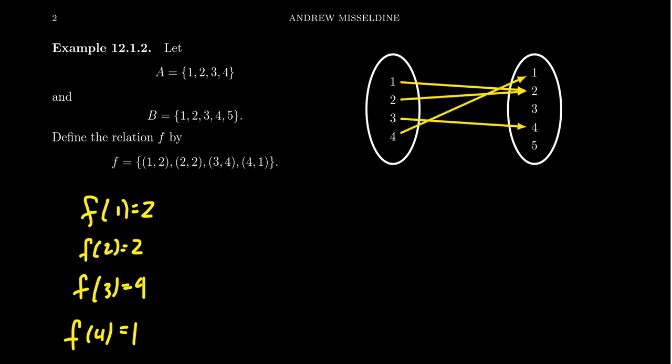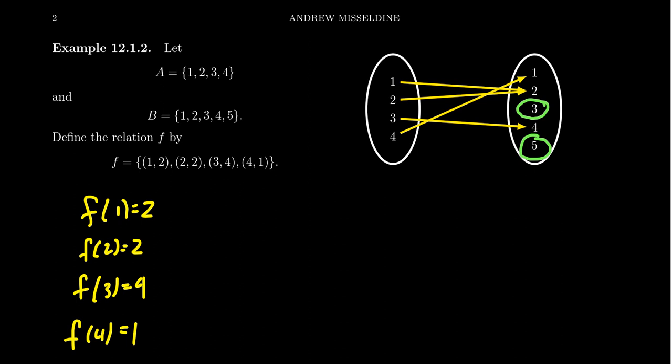Now, this graph helps us see things we might not have seen previously. Some things to note. This is a function because there is an arrow coming out of each element in the domain. One and exactly one arrow is coming out of each element of the domain. So this is a function relation. Some elements in the codomain get missed. That is perfectly fine. A function relation does not require anything about the codomain. It just says that everything in the domain is related to exactly one thing in the codomain.